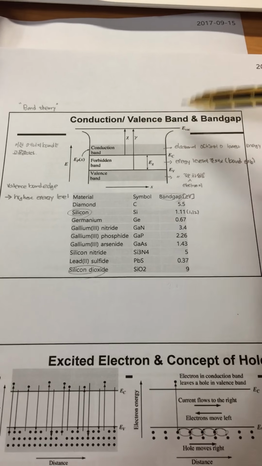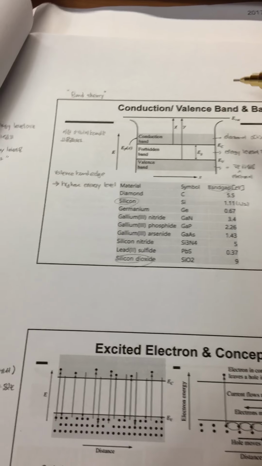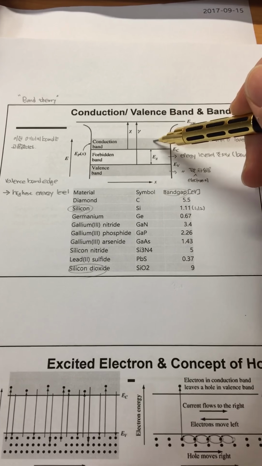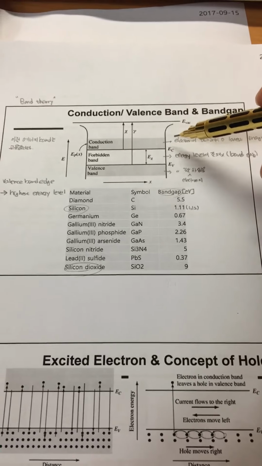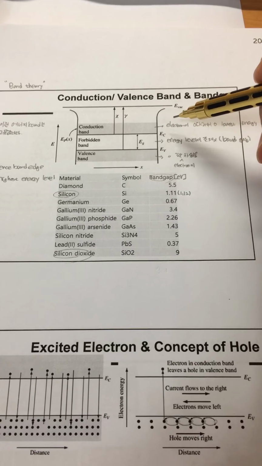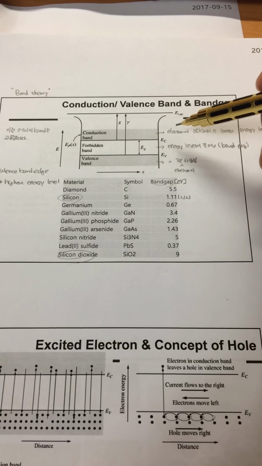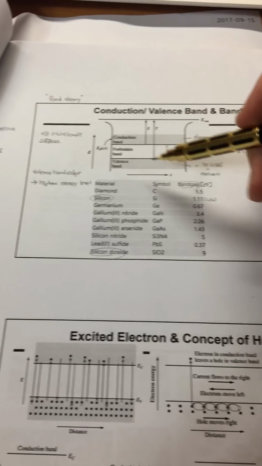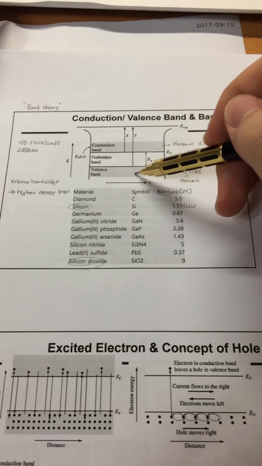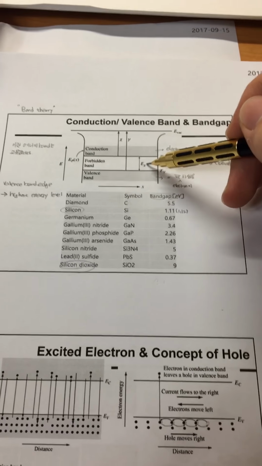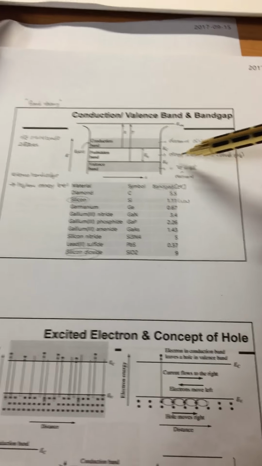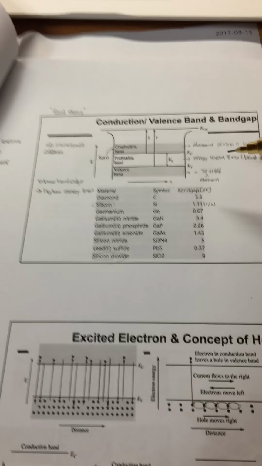Let's look at the energy bands. The conduction band is empty at 0 degrees absolute temperature. That is the lowest energy level. The valence band has many electrons. The forbidden band does not have an energy level. It's the band gap.